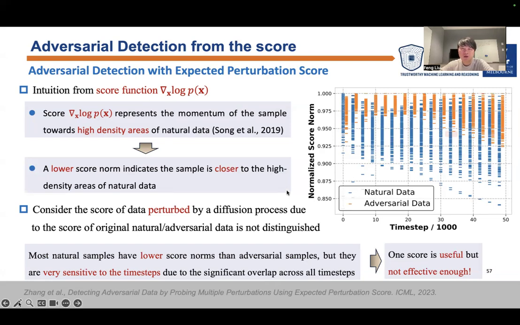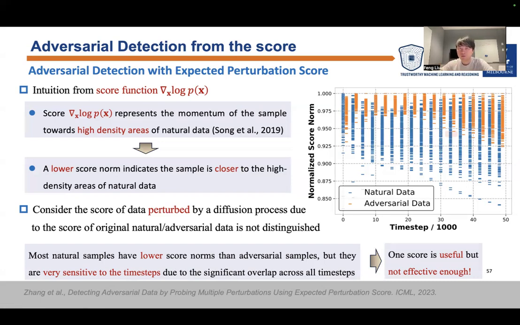So in this work, we consider perturbing our data. When we have one image, we can always perturb this image by adding noise, by a diffusion process. For each image with some noise, we can compute the score norm. And then we found that for natural data, the perturbed score norm is always relatively lower than for the adversarial data. It motivates us to use these perturbed scores to help us identify if this image is adversarial or natural.